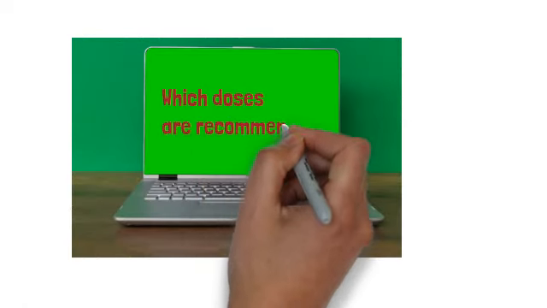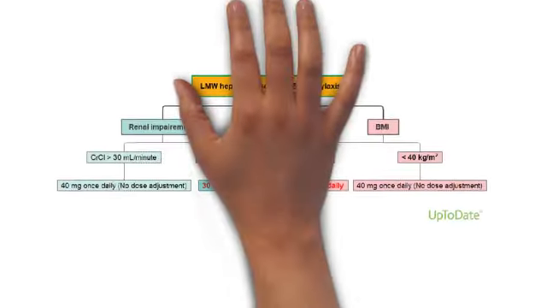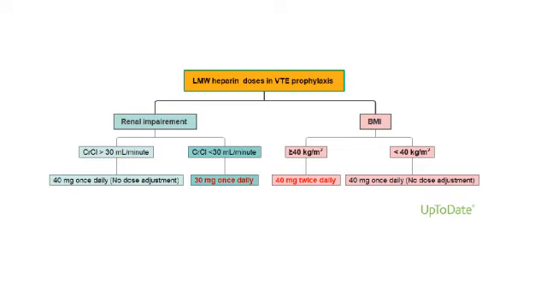Next question, which doses are recommended? For low molecular weight heparin, we have two adjustments. For renal impairment, if creatinine clearance is more than 30 we give 40 OD, or if less than 30 we give 30 OD. For obese patients, if BMI is more than 40 we give 40 twice daily, and if less than 40 we give 40 OD as normal.